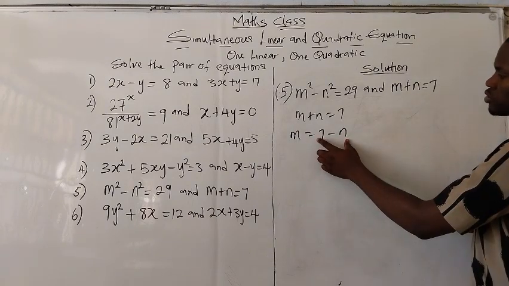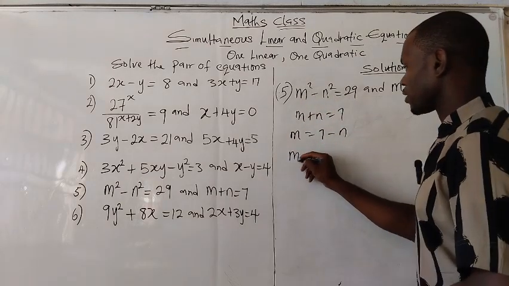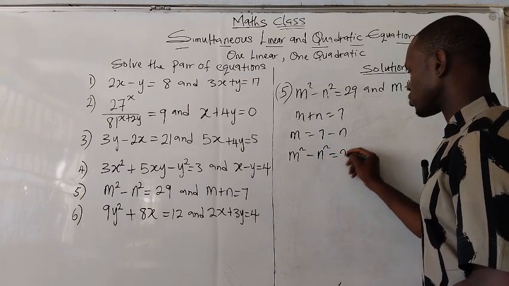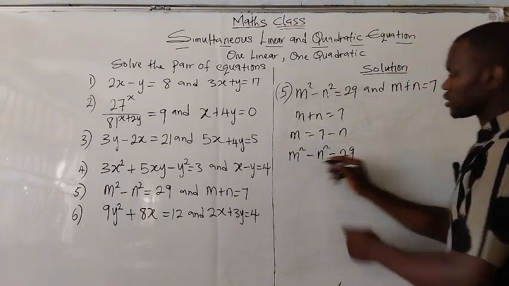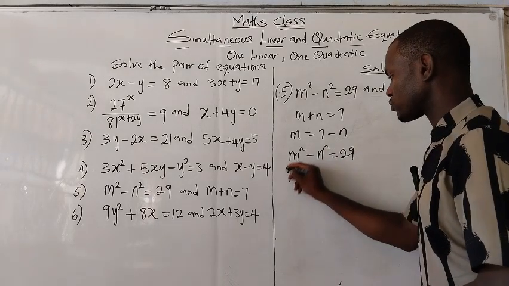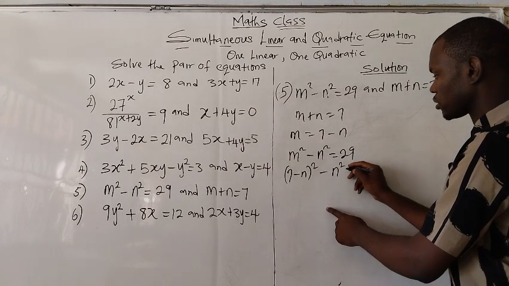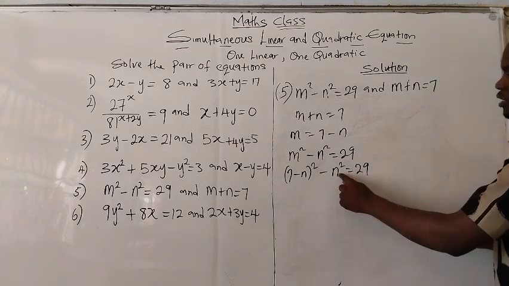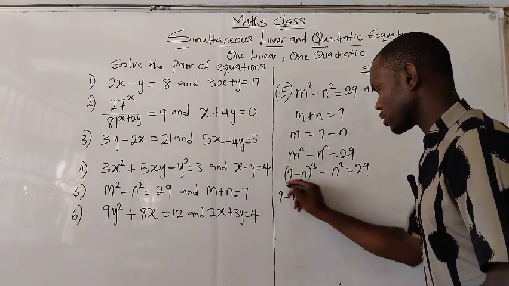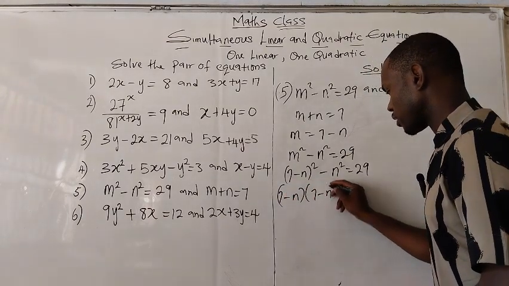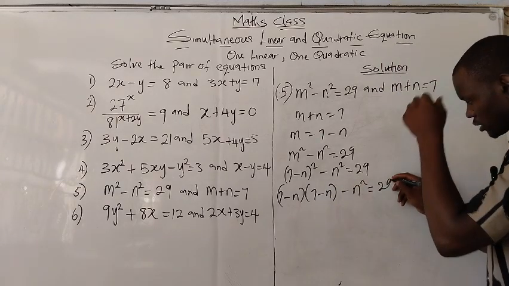So let's substitute 7 minus n for m in equation 1. We have m squared minus n squared to be 29. Then anywhere you see m, put this guy. I'll be having 7 minus n raised to the power of 2 because of this square, minus this n squared equal to 29. Then let's simplify here. Expand this bracket. This is 7 minus n and 7 minus n squared equal to 29.